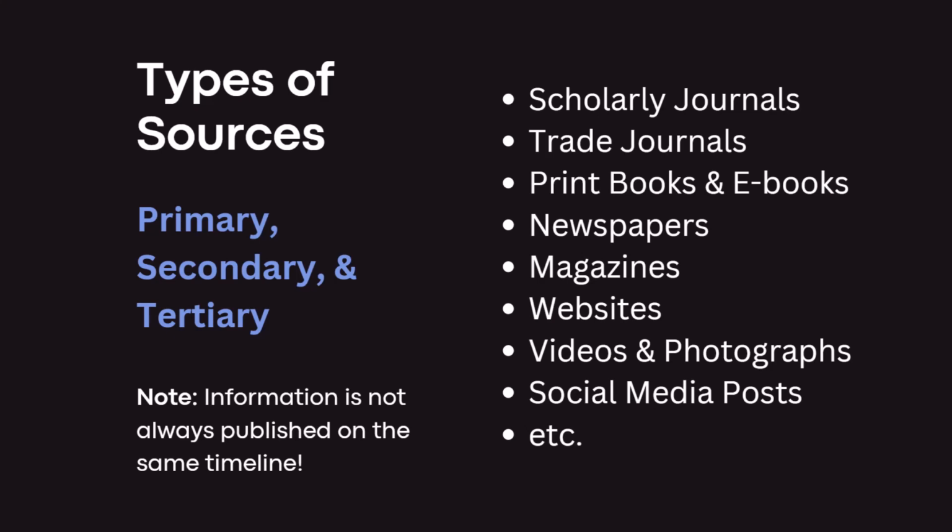It can be in a lot of different formats, from journals to books to magazines, websites, and even social media posts. We're not going to cover the different kinds of sources in too much depth today, but just know that there are many sources available to you in the library and also just across the internet. Not every source will be the same, and information is not always published on the same timeline. Keep this in mind later when we start looking at search examples.